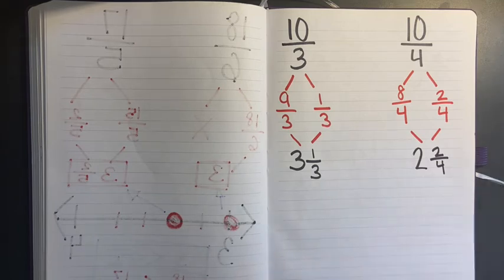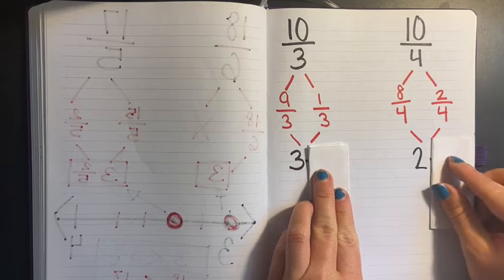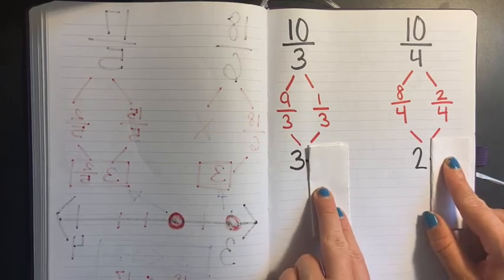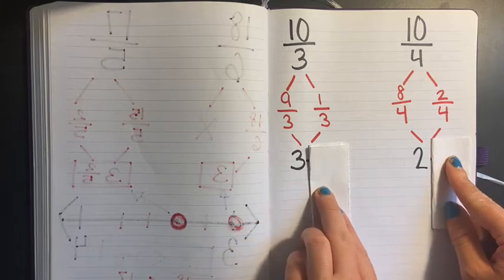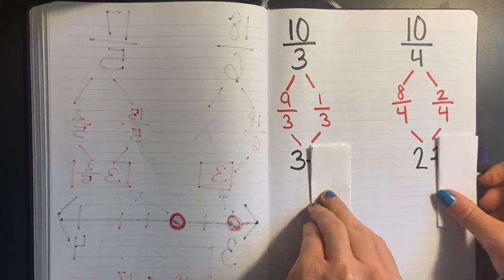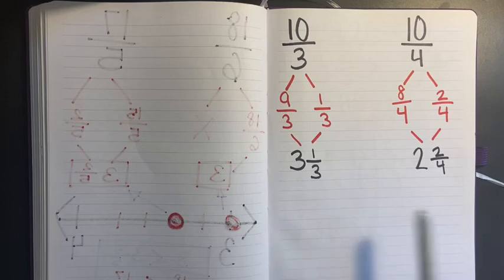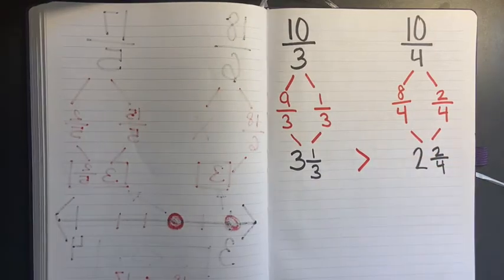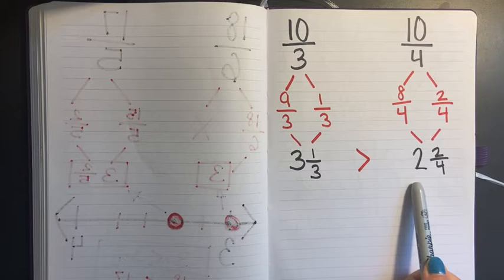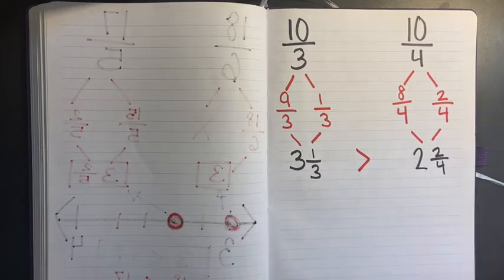Now that we have this information, we are able to compare them because they have different whole numbers. Remember, when they have different whole numbers, the mixed number with the larger whole number has the greater value. In this case, we see that 3 and 1/3 is going to be greater than 2 and 2/4, because 3 is always going to be greater than 2, no matter what their fraction is.